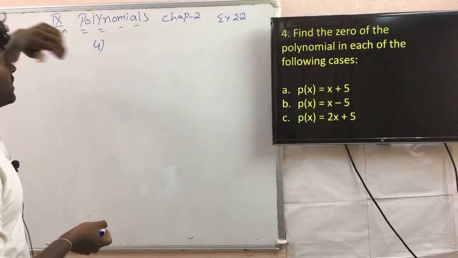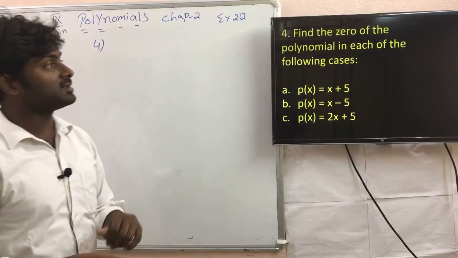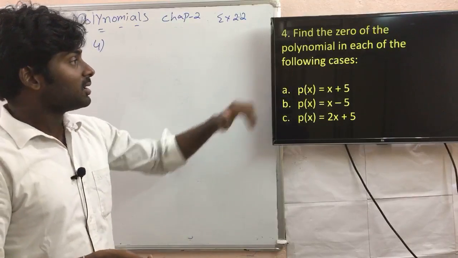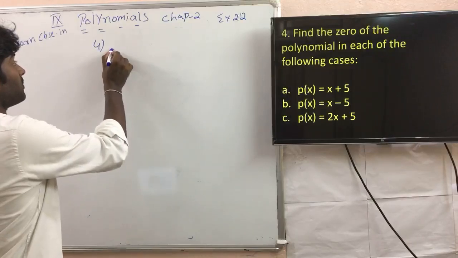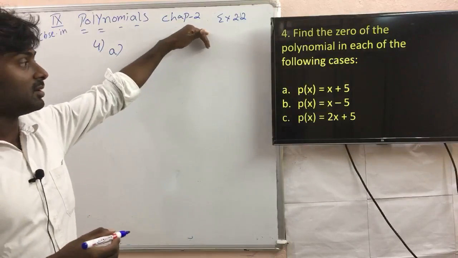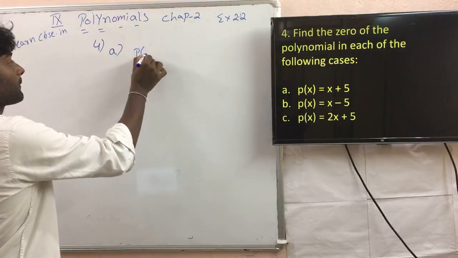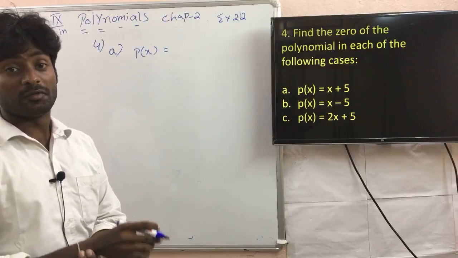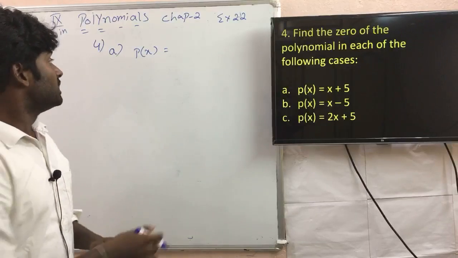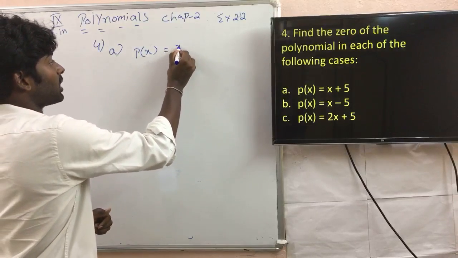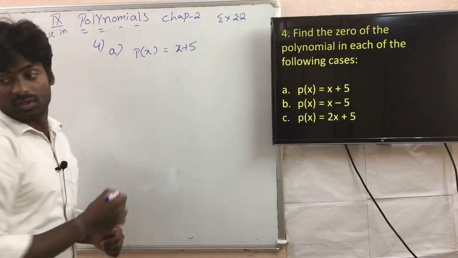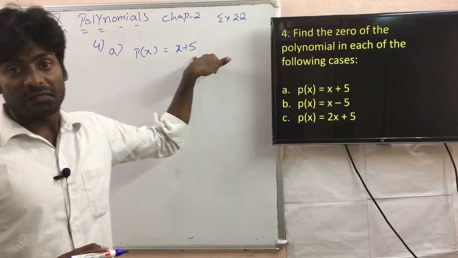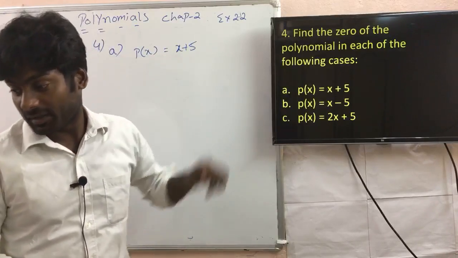Now the fourth question in the same exercise: find the zero of the polynomial in each of the following cases. Fourth question, first one, exercise 2.2 polynomials. Here you have to find the zero. Before, we found the zero and checked it with whatever was given. Now it is enough to find the zero. First question, p of x equals x plus 5.